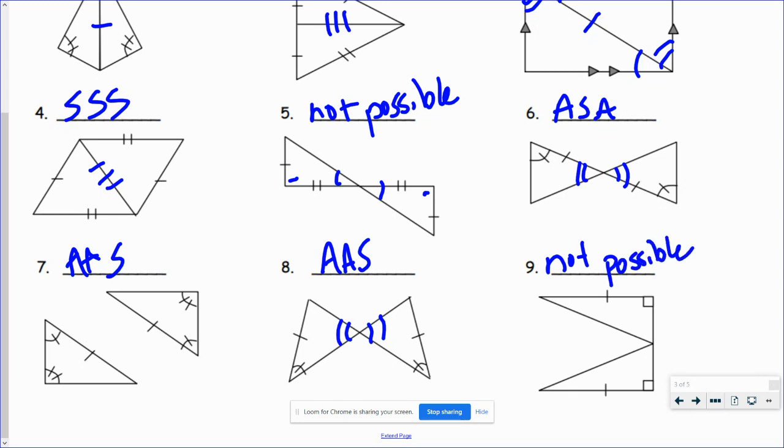Okay, be careful. Don't just write hypotenuse leg because you have a right triangle. That's not always going to work. In this case, it definitely doesn't. We don't have the hypotenuses marked congruent, and we have no way of proving that they are.